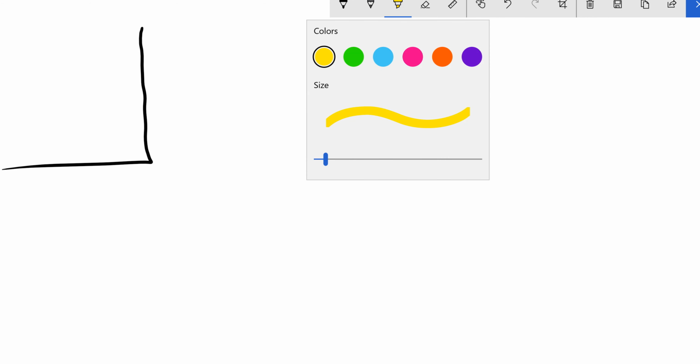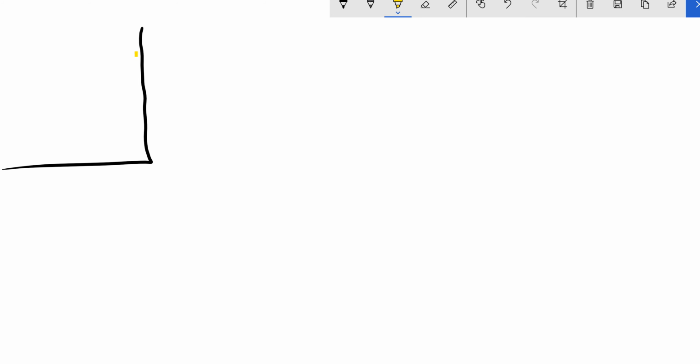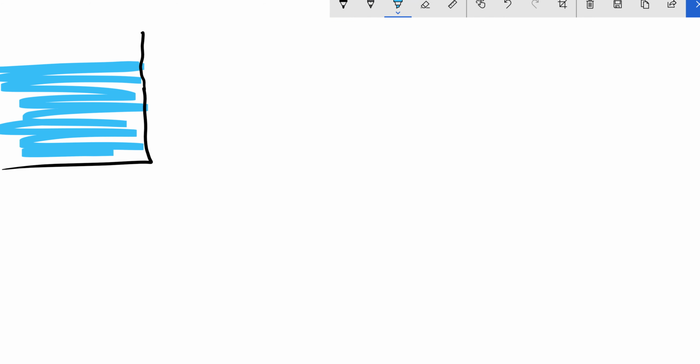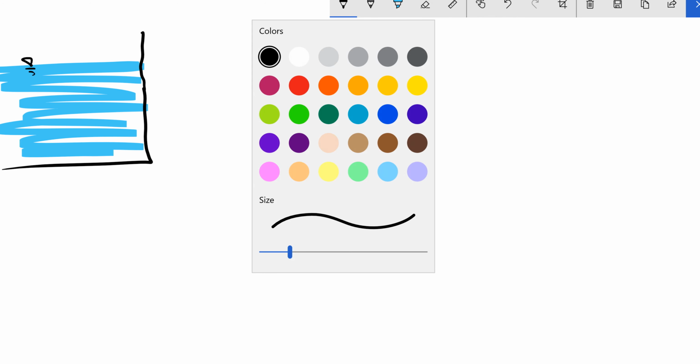A simple case. I have a vertical wall and the fluid level is here. Not yellow, I selected blue. Okay, this is the free surface. Let's draw the pressure over the sidewall.